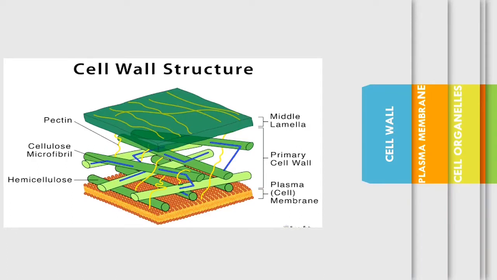At several places in the cell wall, there are minute holes called pits. A small tubular protoplasmic thread passes through each pit and connects one cell with the adjacent cell. This protoplasmic connecting canal is called plasmodesmata.